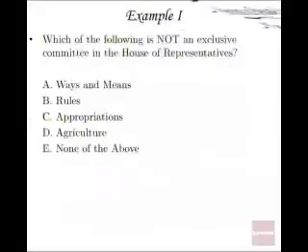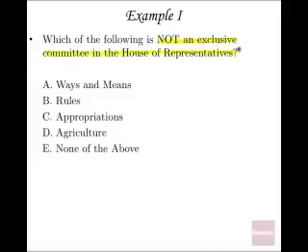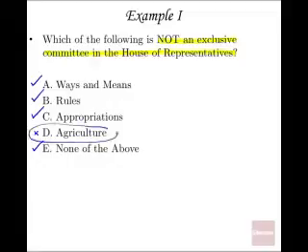So let's take a look at some example questions here. Which of the following is not an exclusive committee in the House of Representatives? This one's really easy here. Ways and Means, absolutely an exclusive committee. Rules, absolutely. Appropriations, absolutely. Agriculture is not, and so therefore none of the above is incorrect. So the correct answer is agriculture, because it is not an exclusive committee.